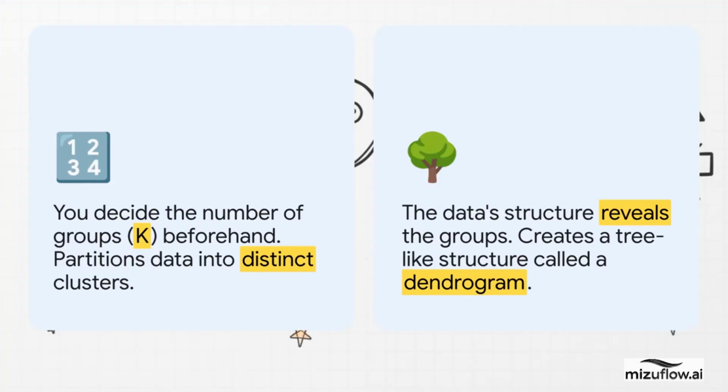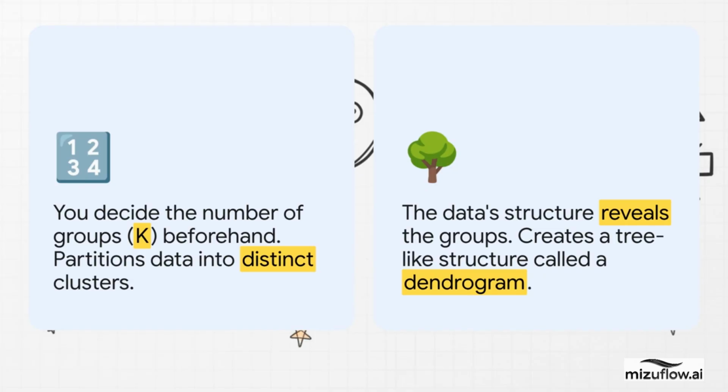Now, clustering really comes in two main flavors that you gotta know. First, there's k-means. With k-means, you, the data scientist, have to make a big decision right at the start. You have to tell the algorithm, hey, I want you to find exactly 3 groups, or 5, or whatever your k is. Hierarchical clustering, on the other hand, is totally different.